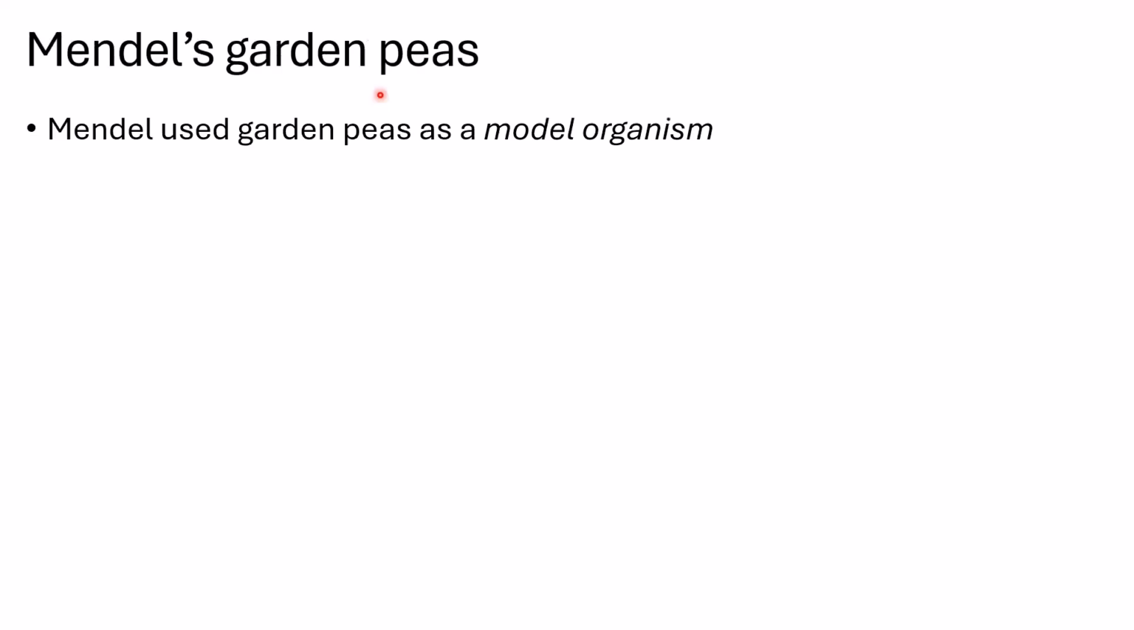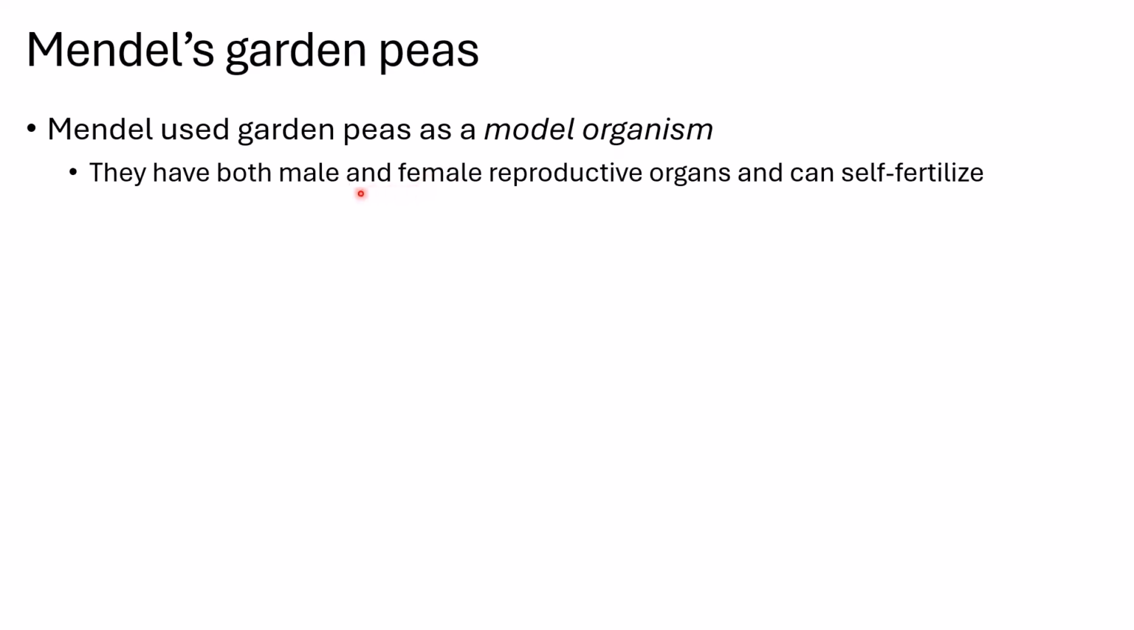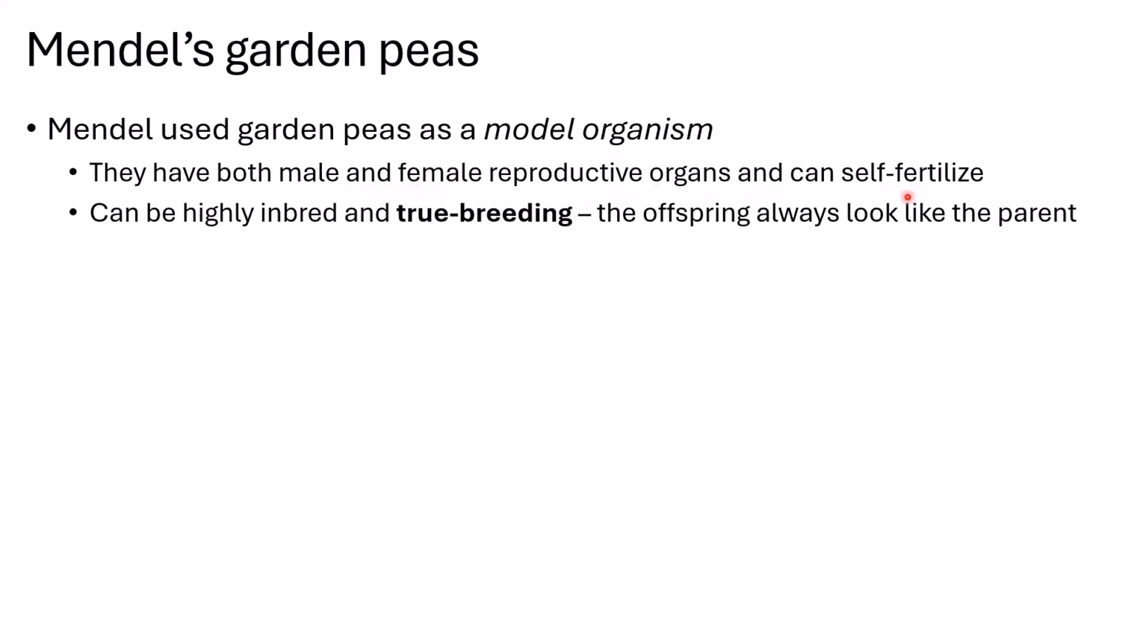He did experiments with the garden pea plant, which he used as a model organism. A model organism is an organism that is used in experiments to further our understanding of biology. In this case, there are many reasons why the pea plant is a great organism for studying genetics. They have both male and female reproductive organs, and so they are able to self-fertilize. There are also highly inbred varieties that are true breeding, which means that if these varieties self-fertilize, the resulting offspring will always look like the parent.